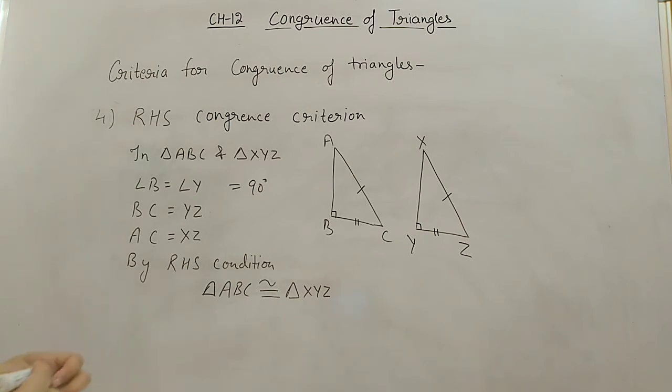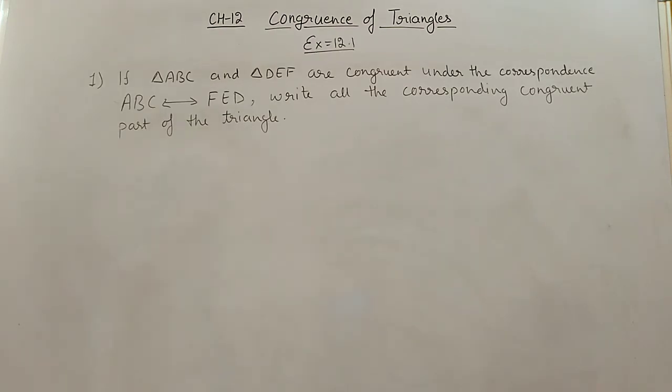Now with the help of these four conditions, we have to do all the exercises in this chapter. Now we will start exercise 12.1. First question: if triangle ABC and triangle DEF are congruent under the correspondence of ABC corresponding to FED, write all the corresponding congruent parts of the triangles.